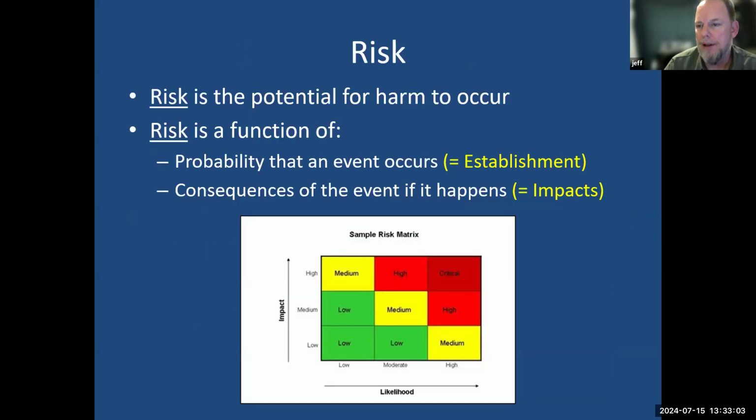What is risk? We're going to talk about risk a lot in this talk. So risk is the potential for harm to occur. And it's a little different than hazard, and we'll go through that in the next slide. But risk has a function that describes it. It's a probability that an event occurs, and it's also the consequences of that event if it happens. So with non-natives, that's establishment, that's the event, and then impacts would be the consequences. And we can look at these sorts of simple risk matrices, like the one at the bottom, where impact goes up, farther up the scale you go, and then likelihood goes from left to right.